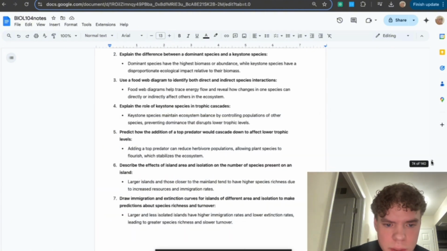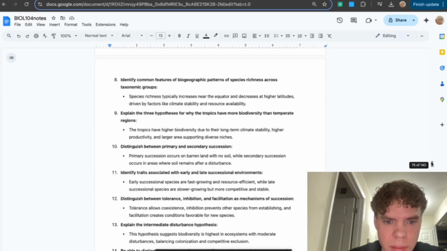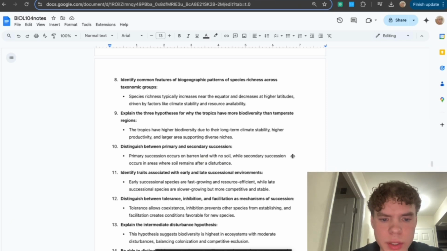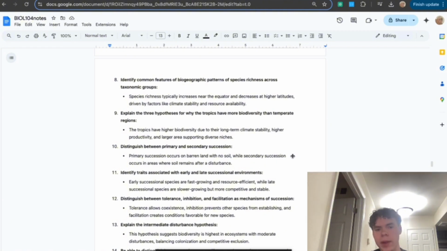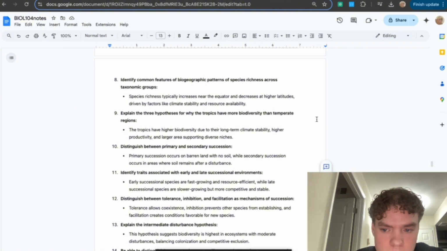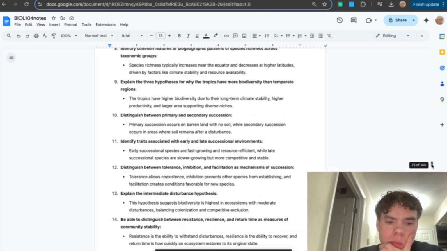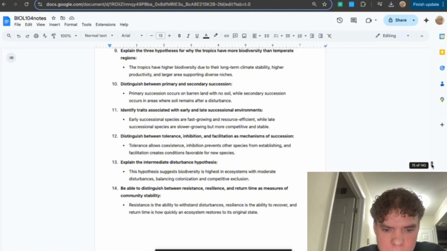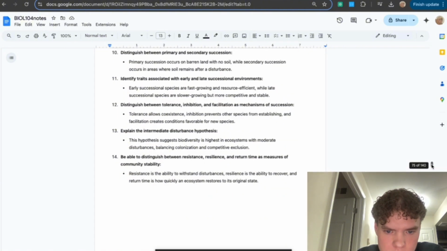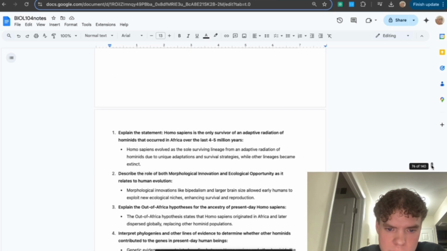Okay, so that sums up immigration. Immigration curve, species richness. Primary succession occurs on barren land with no soil, while secondary succession occurs in areas where soil remains after disturbance. So primary succession occurs immediately after the disturbance, versus secondary is after that. R and K species, intermediate disturbance hypothesis. Resistance, resilience.